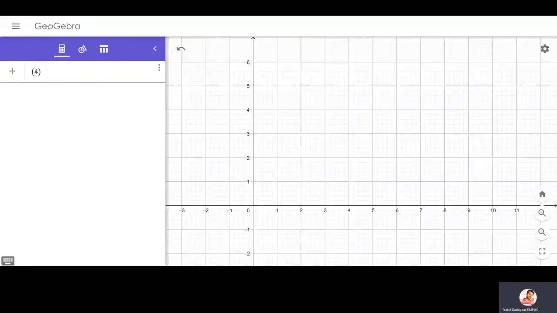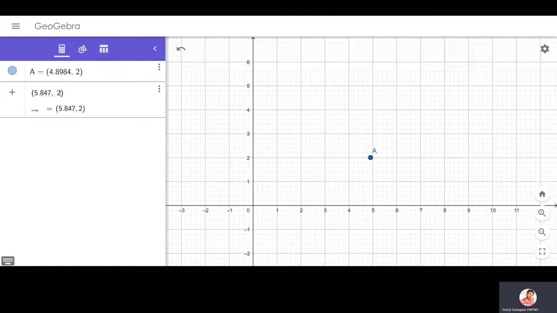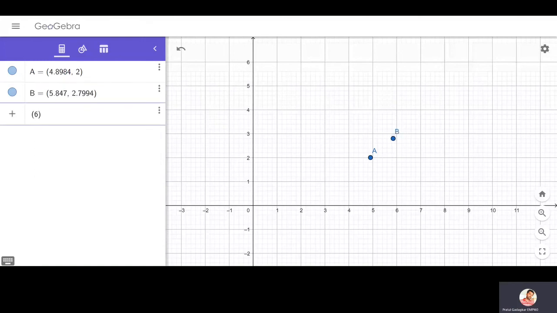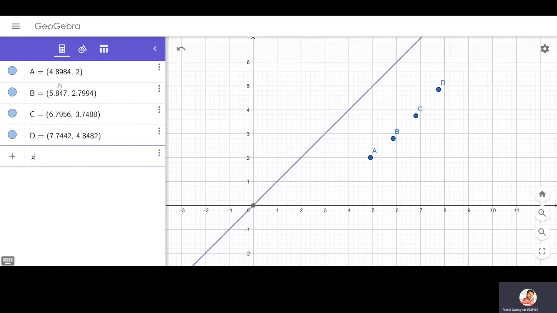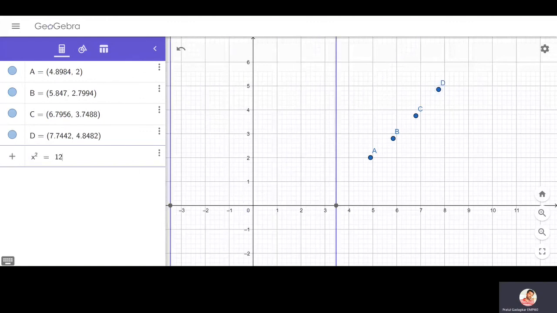So the first point is 4.8984 with a 2. The second point is 5.847, 2.7994. The third point is 6.7956, 3.7488. The fourth point is 7.7442, 4.8482. These are the 4 points and they were corresponding to the parabola x square equal to 12y.